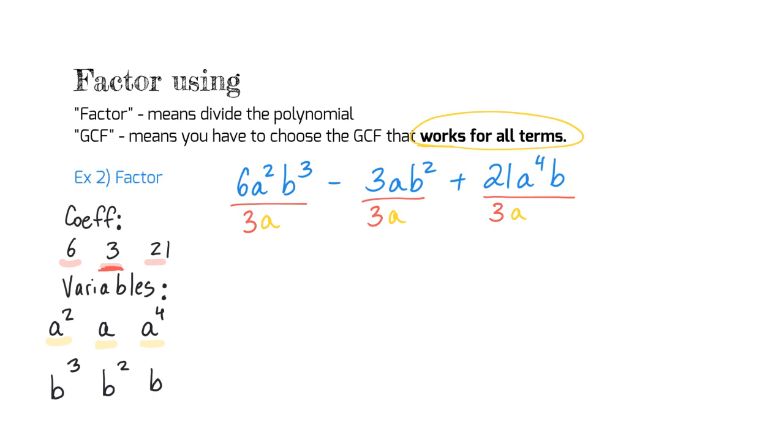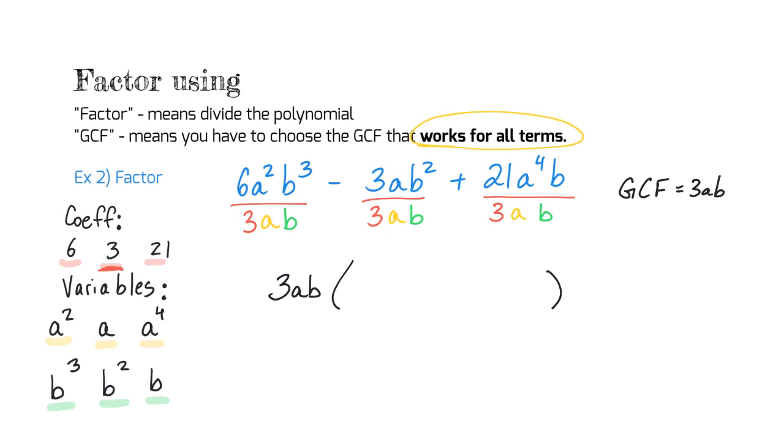And again, I look at my b's. The first one has 3, the second one has 2, the third one has 1. That means the maximum I can pull out from all three terms is a single b. So in this case, my GCF ends up being 3ab. So we are choosing a GCF that pulls out the most possible factors from all three terms. My GCF becomes the monomial on the outside, and whatever's left over after I'm done dividing is what's left on the inside of the brackets.